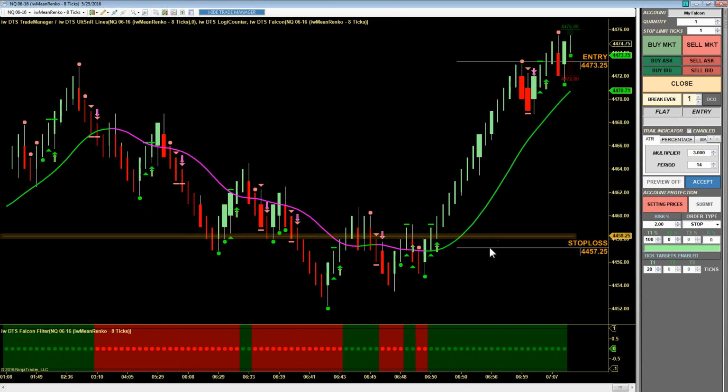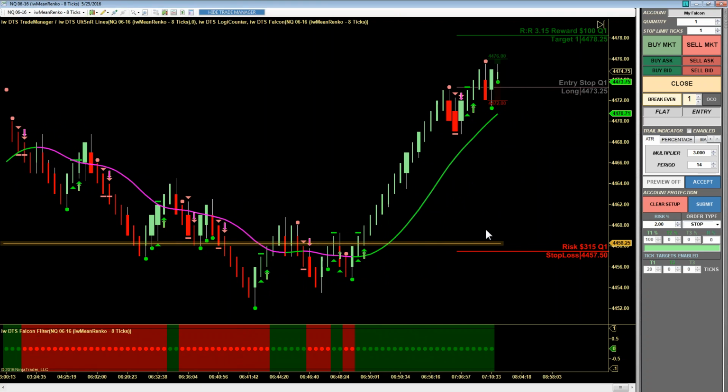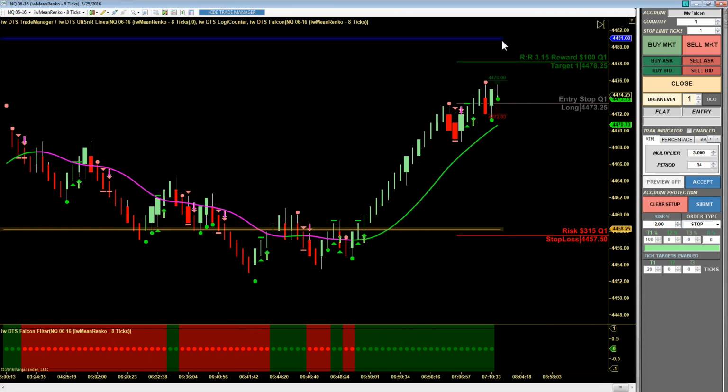Not a whole lot of structure right here. I would try to risk it as deep as I could, as deep as my trade manager would allow. And next stop, 44.81-ish.